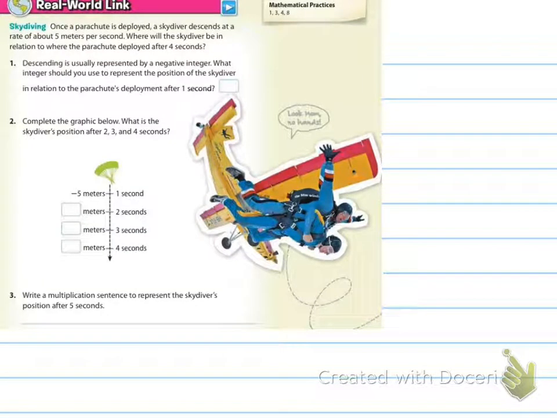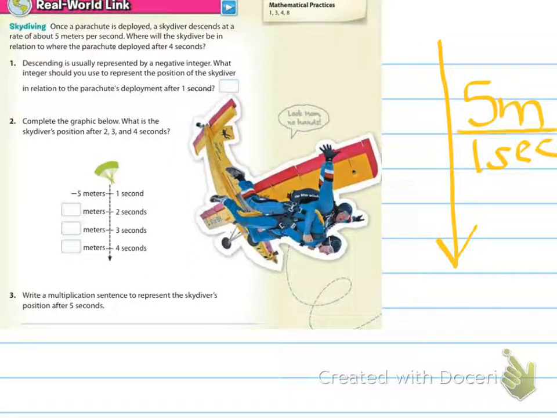The first thing we're going to look at is the real world link, and it says that once a parachute is deployed, a skydiver descends at a rate of about 5 meters per second. Where will the skydiver be in relation to where the parachute deployed after 4 seconds? So descending is usually represented by a negative number. Okay, we're going down, right? They're going down 5 meters in 1 second. So that's their rate. That's the answer number 1. That's negative 5 meters in 1 second.